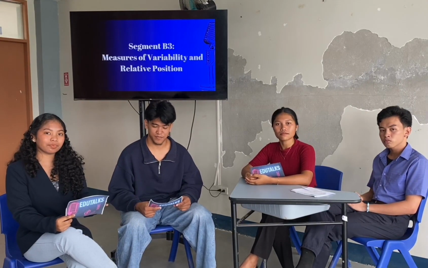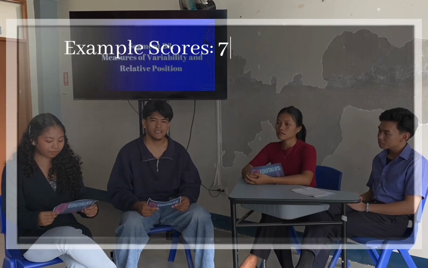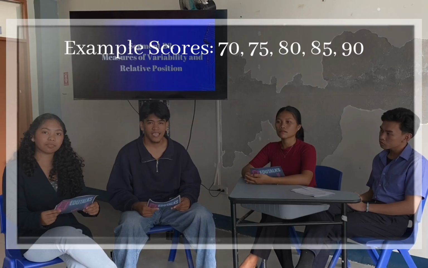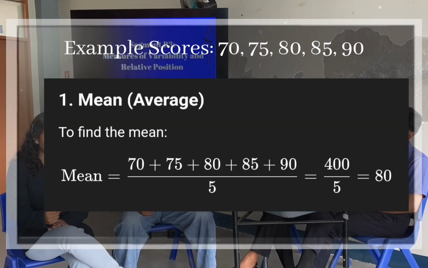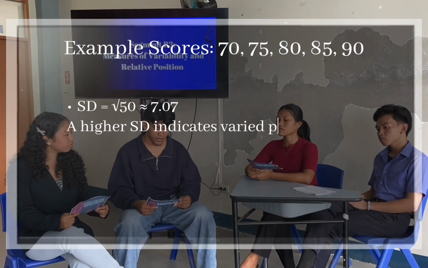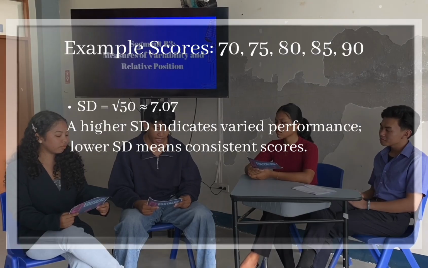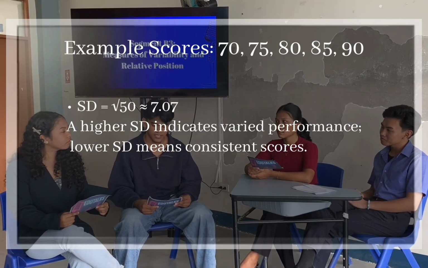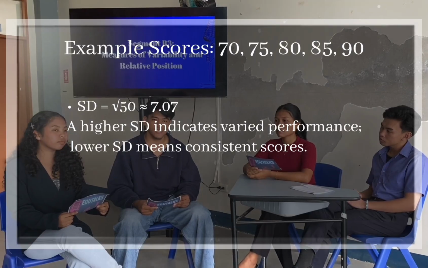Let's take a quick example. Let's say we have scores like 70, 75, 80, 85, and 90. So the mean is 80, the variance is 50, and the standard deviation is square root of 50, approximately 7.1. A higher standard deviation indicates varied performance. Lower standard deviation means consistent scores.